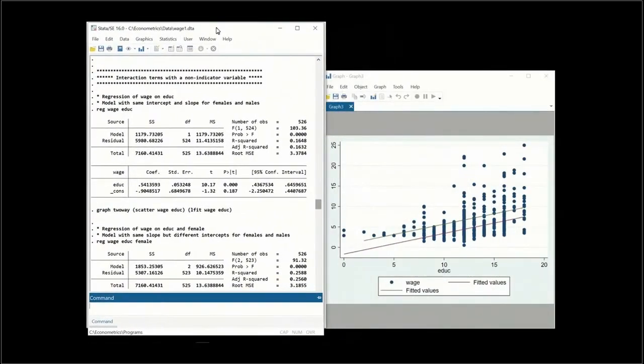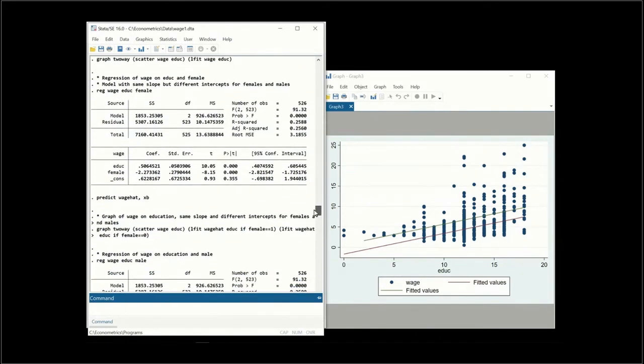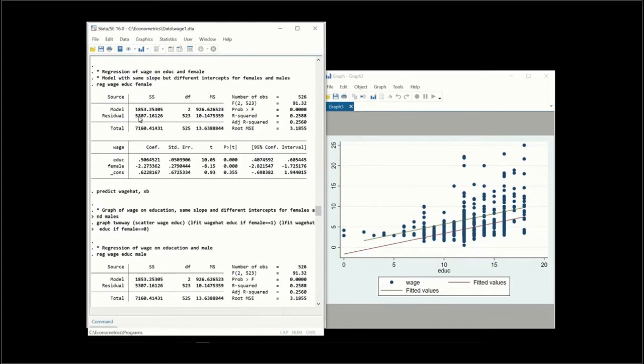So now, if we have a regression here that now has female in it. If we look at the regression results, here we see that the slope is 0.50. So if your education is higher by a year, wages would be higher by 50 cents. That's a significant coefficient. Now, if you're female, you would be getting $2.27 lower wages than males.